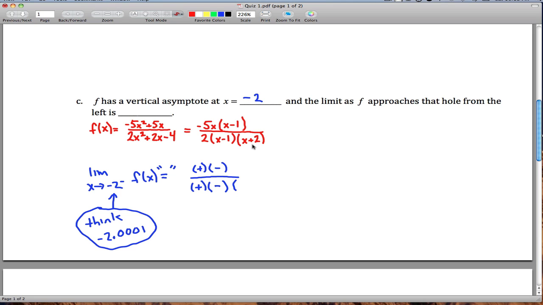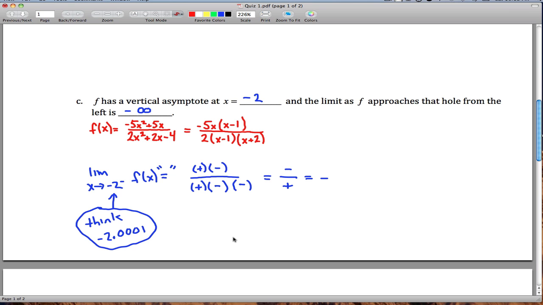Let's see, -2 plus 2 is going to be negative because we're a little bit less than -2 here. And that'll leave us with a negative number divided by a positive number, right? Negative times negative is a positive, which is a negative. So therefore this limit is equal to negative infinity.